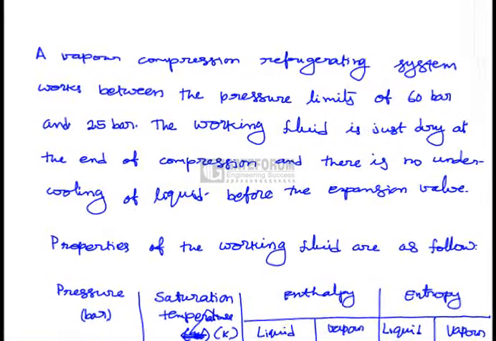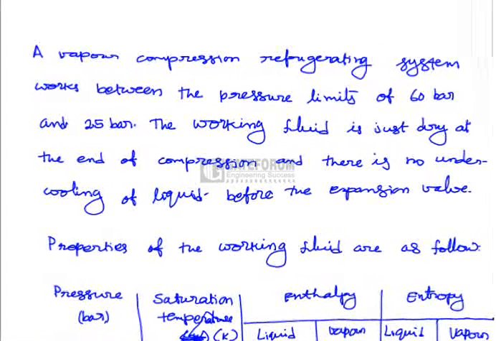It is a linked answer question. It consists of two questions. The given statement for the linked answer is: a vapor compression refrigerating system works between the pressure limits of 60 bar and 25 bar. The working fluid is just dry at the end of compression and there is no undercooling of liquid before the expansion valve. Here the properties of the working fluid are as follows.